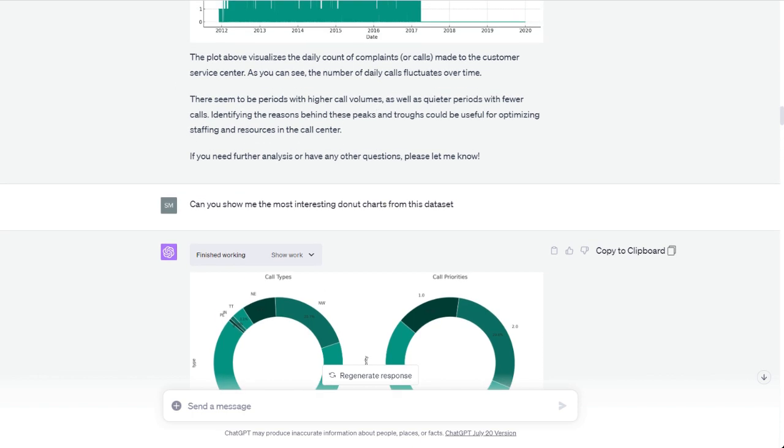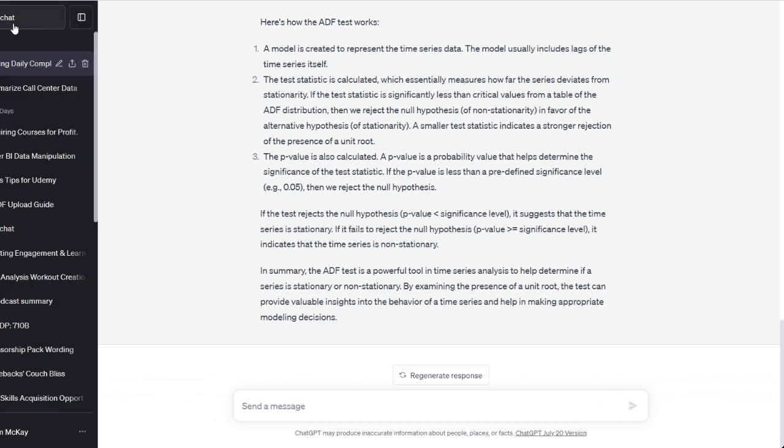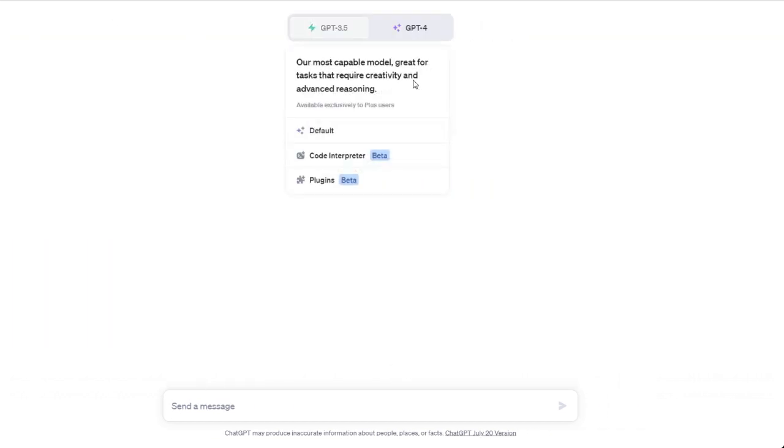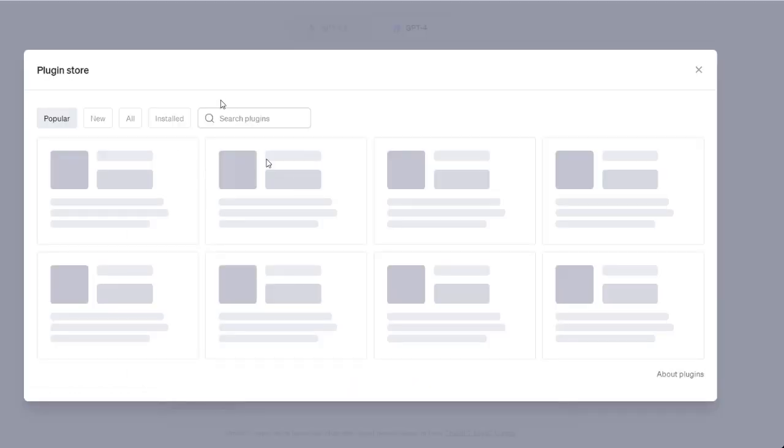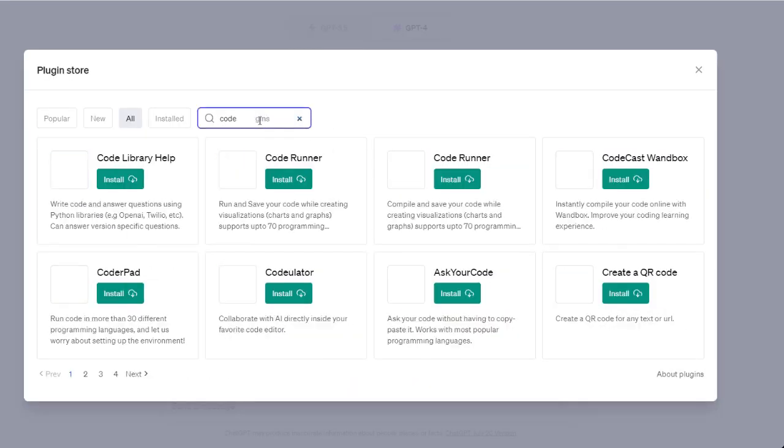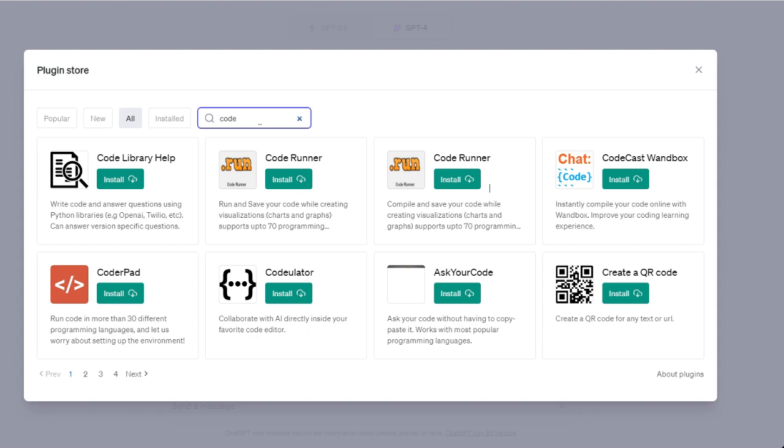I was actually looking at, I'll just open up a new chat here, the plugins. There's actually a lot of data plugins as well. If you come to the plugin store and you type in code, there's a lot of code type plugins that are coming out as well. So I think that's something very interesting that is appearing too, and I will continue to update you on that.